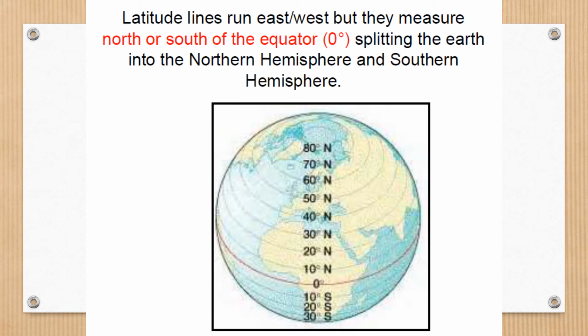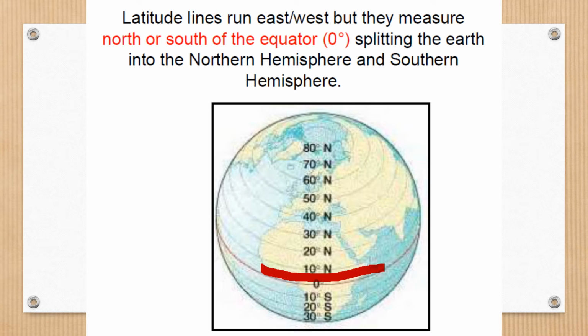Now, if you look at this, I have a set of latitudes drawn on this image. So before we move to that, we just know that latitudes are lines that run in the east-west direction, but they measure north or south of the equator, splitting the earth into the northern hemisphere and the southern hemisphere. So this is our 0 degrees latitude. 0 degree latitude is your equator.